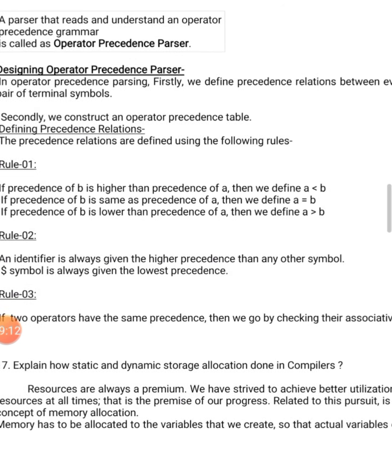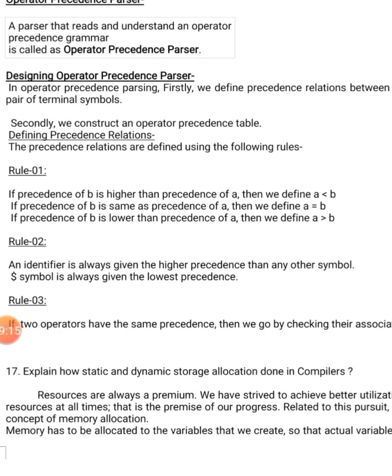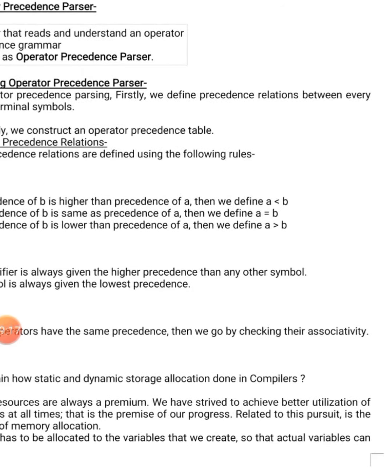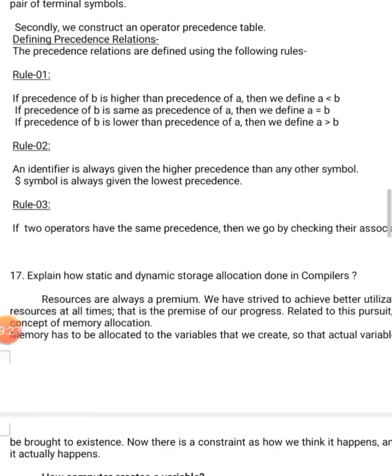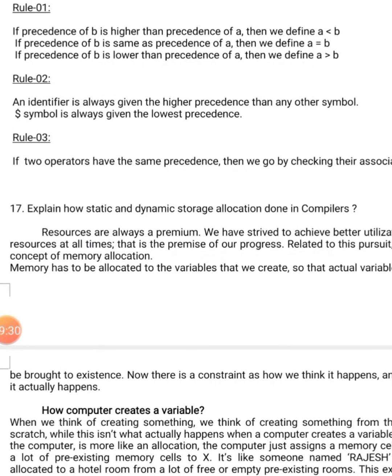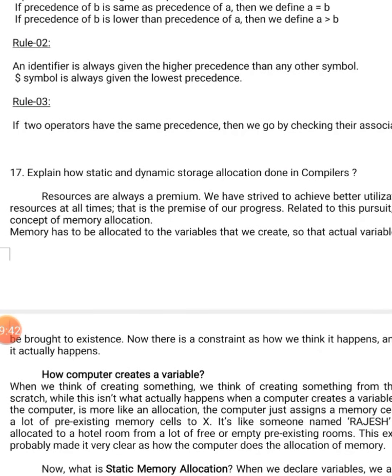Designing an operator precedence parser: in operator precedence parsing, firstly we define precedence relation between every pair of terminal symbols. Secondly, we construct an operator precedence table defining precedence relation. The precedence relations are defined using the following rules. Rule 1: if precedence of B is higher than precedence of A, then we define A less than B. If precedence of B is the same as the precedence of A, then we define A equal to B. If precedence of B is lower than precedence of A, then we define A greater than B.